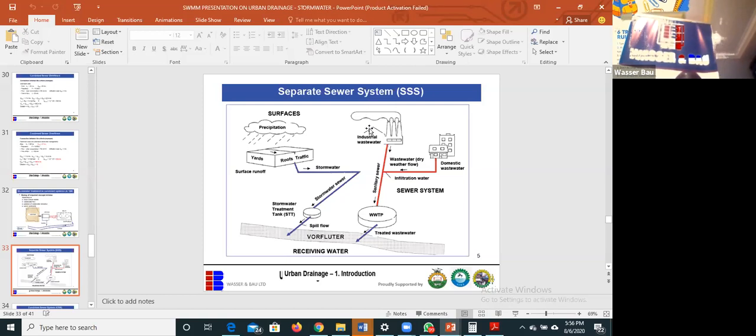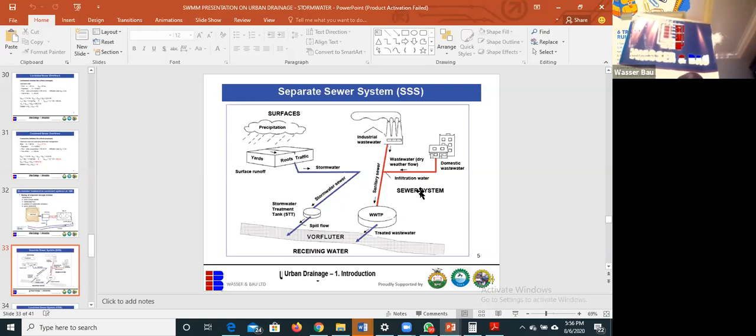So foul sewer comes from domestic wastewater and then industrial wastewater, plus small infiltration water. Then it comes to a wastewater treatment plant. WWTP means wastewater treatment plant. And then after treating it, they will return the sludge, use it for manure, the solid matter, and then the upper matter.